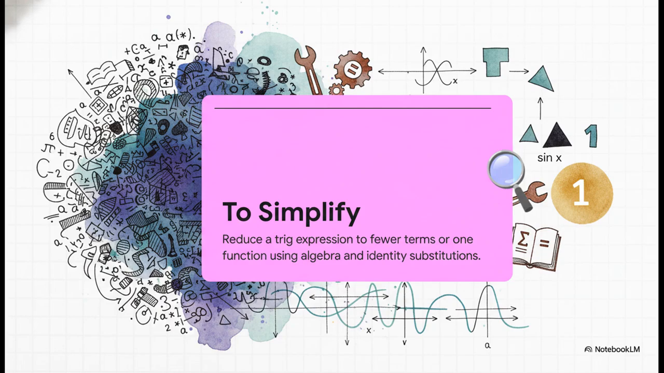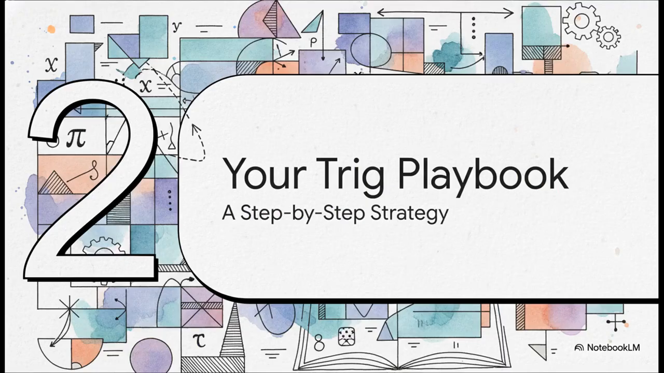Okay, but here's the core idea. Simplifying just means using your toolkit of algebra and trig identities to basically make the expression cleaner, shorter, and just way easier to work with. Our goal? Get it down to the fewest terms we can. Ideally, just one single thing. So how do we do that without just guessing and checking? We need a game plan, a reliable strategy that's going to work every single time. And that, my friends, is where our playbook comes in.